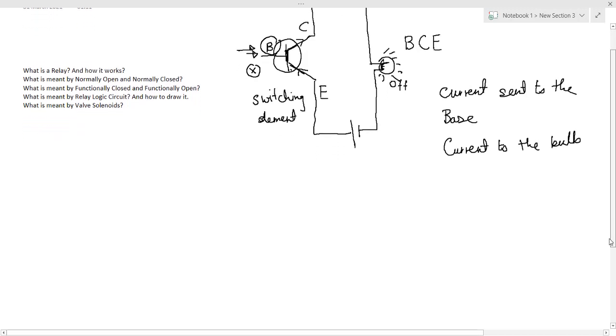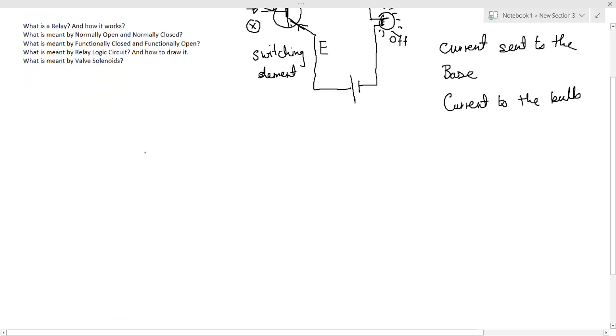Now see, what is the construction of a relay? The construction of a relay is very simple. See, it consists of a solenoid over here. Now by now you should know what a solenoid is. A solenoid consists of a soft iron core. On it there is a wire wound around it.